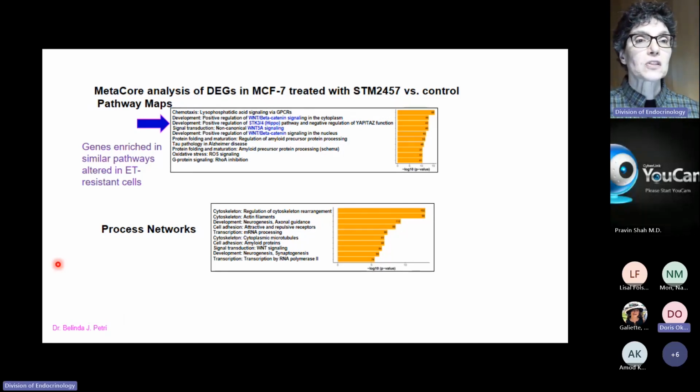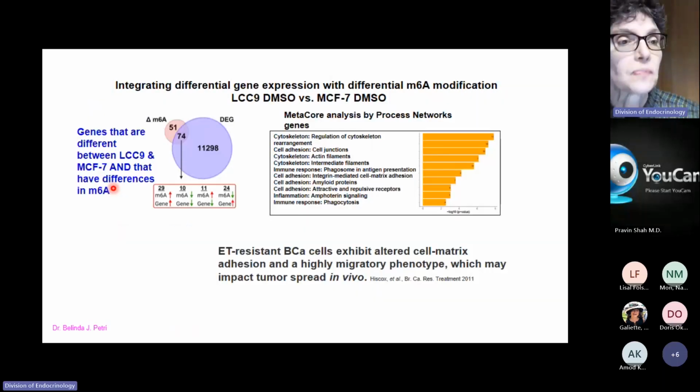The MetaCore analysis of the differentially expressed genes in MCF7 cells treated with STM2457 brought up Wnt signaling and beta-catenin signaling pathways, and these are known to be altered in endocrine-resistant cells. And so we've been looking at m6A in genes and differentially expressed genes. What Belinda has done with considerable effort is to integrate the differential gene expression with the differential m6A modification.